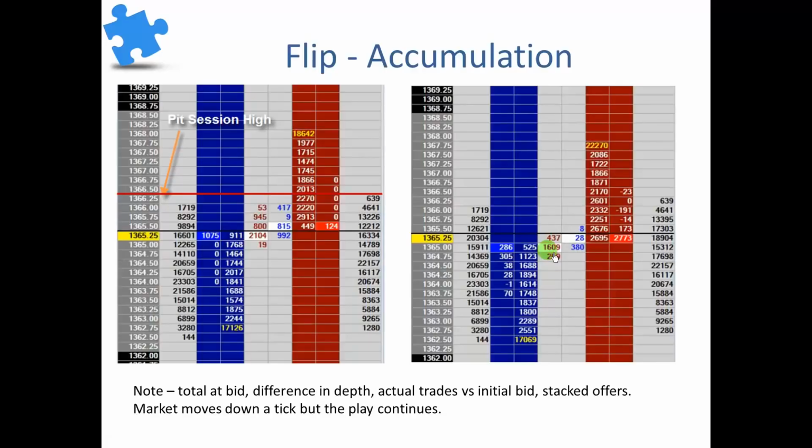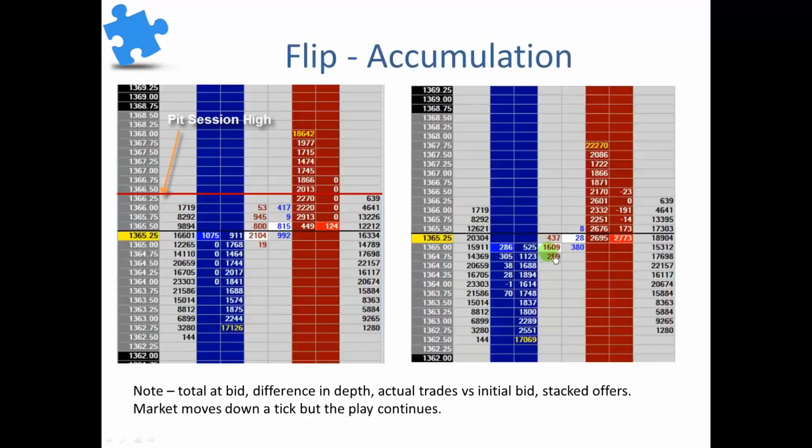The market's kind of being let down, but on each step, they're absorbing contracts. And again, look at the offers: 2,600, 2,200. Look at the bids: 1,600, 1,800. Okay, so yeah, it's moving down. I've got really ridiculous offers following the market down. Yeah, looks like it's going to go down.